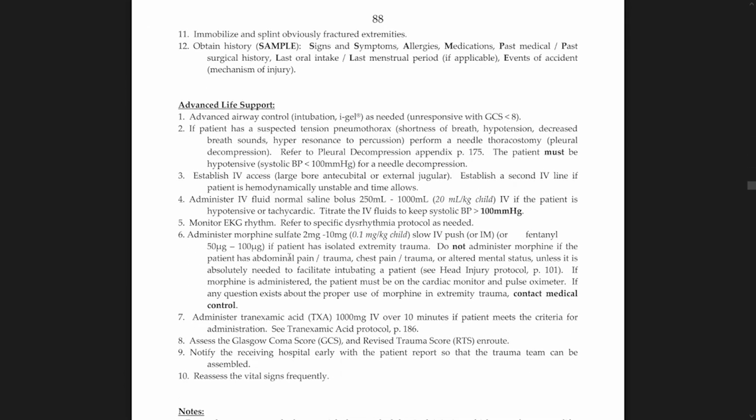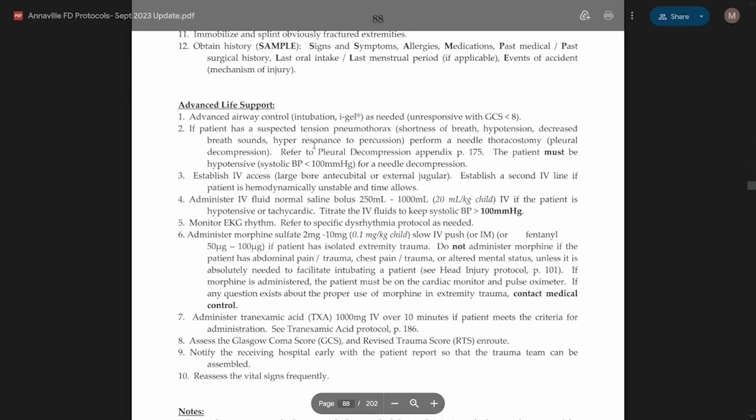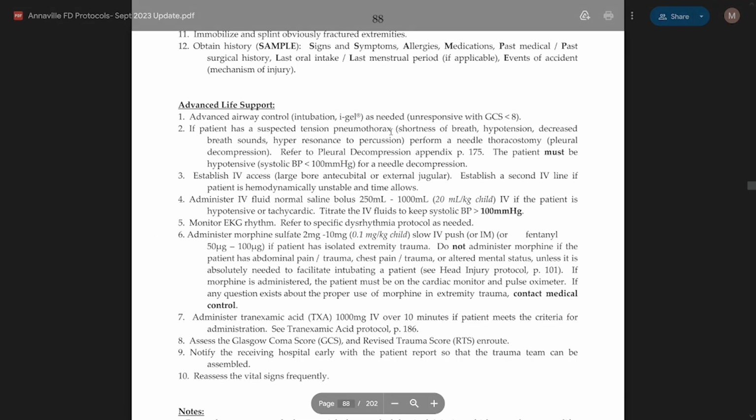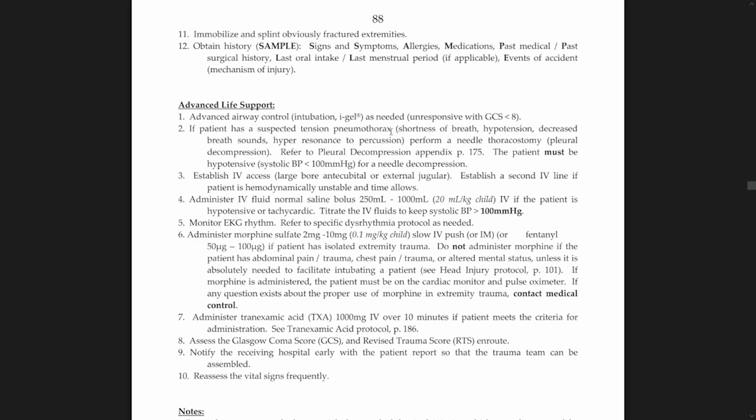For advanced life support, advanced airway control, you can consider an intubation or an iGel as needed for an unresponsive patient with a GCS less than 8. If a patient has a suspected tension pneumothorax, shortness of breath, hypotension, decreased breath sounds, and hyperresonance to percussion, perform a needle thoracostomy, also known as a pleural decompression. Refer to the pleural decompression appendix on page 175. The patient must be hypotensive. Their blood pressure has to be less than 100 for a needle decompression.